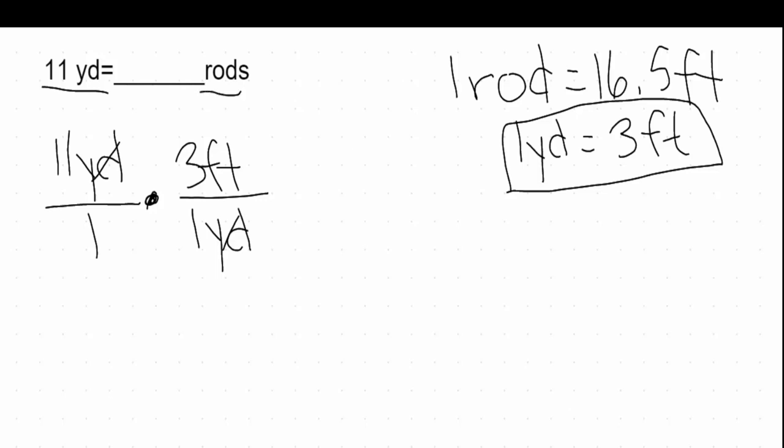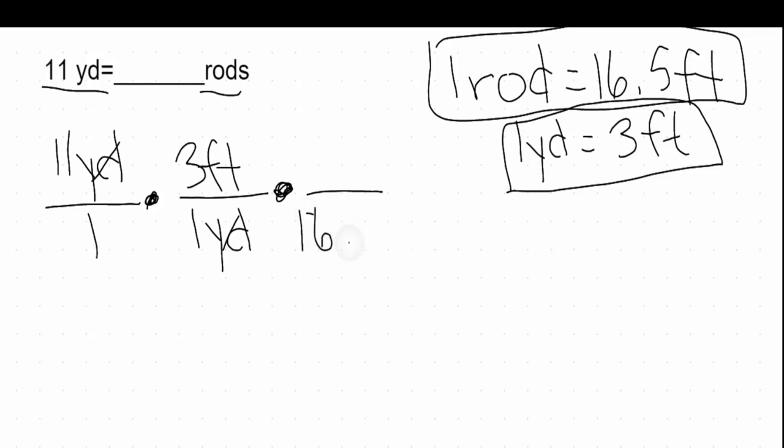And this problem says that it wants rods. It doesn't want feet. So I'm going to have to use the second conversion that I have here, making sure that the feet is going to go down in the denominator. So this one says that 16.5 feet is equal to 1 rod. So now that we've got into rods there, we can go ahead and stop and we can actually calculate this.